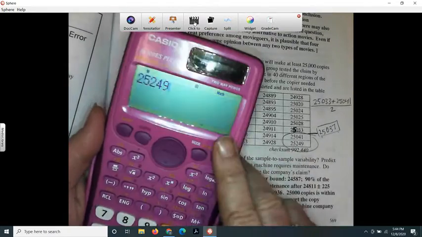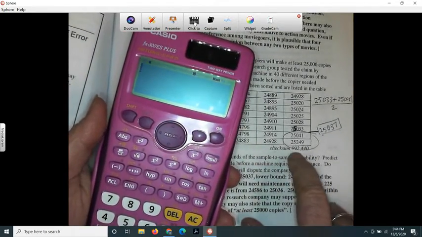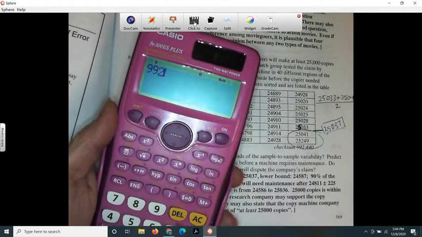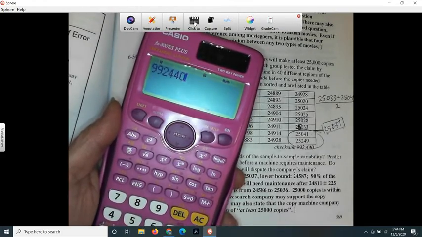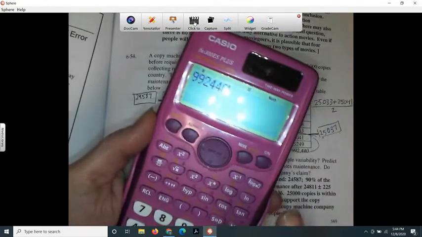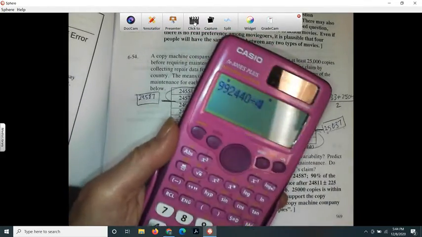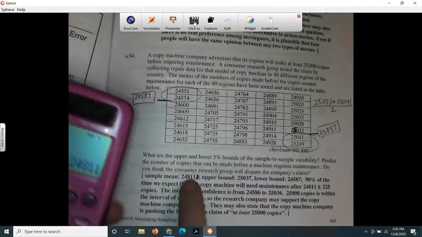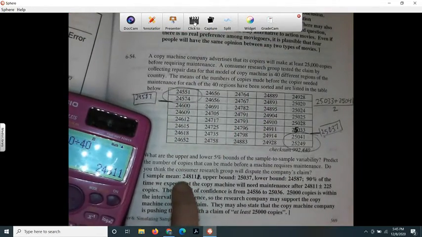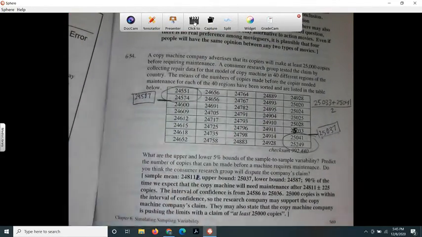Oh, I put the wrong number. 992,440. And I'm going to divide by however many numbers there are. Well, there's 40 numbers. And that's where they got this number. Okay, that's the mean.